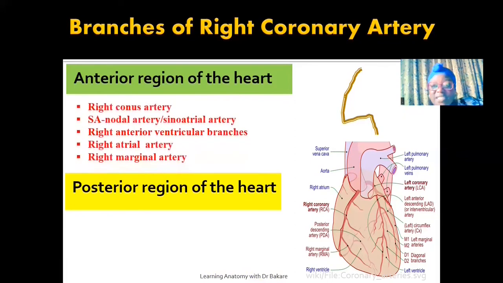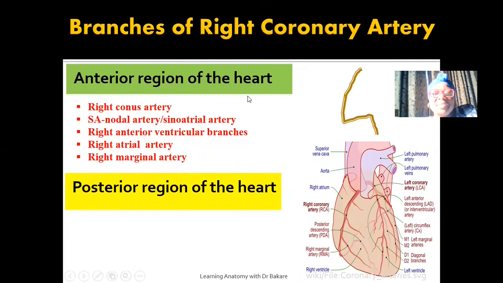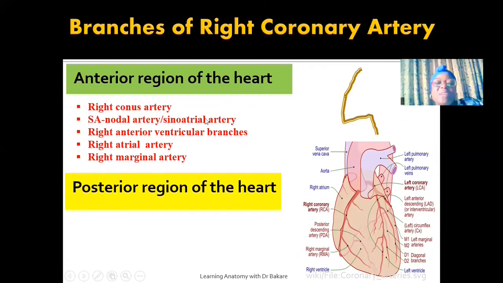So for the anterior region of the heart, we have this list highlighted in red here. We have the right conus artery, we have the sinoatrial artery, we have the right anterior ventricular branches, we have the right atrial artery, and we have the right marginal artery. These arteries are branches from the anterior region, and these are the branches here: the right conus artery, the sinoatrial artery, the right anterior ventricular artery, the right atrial artery and the right marginal artery. So those are the branches that emerge from the anterior region of the heart from the right coronary artery.